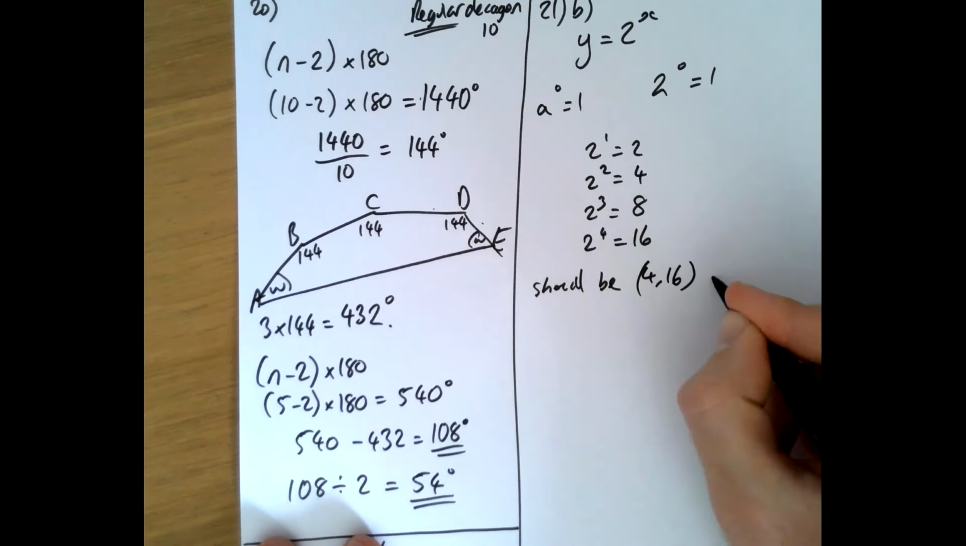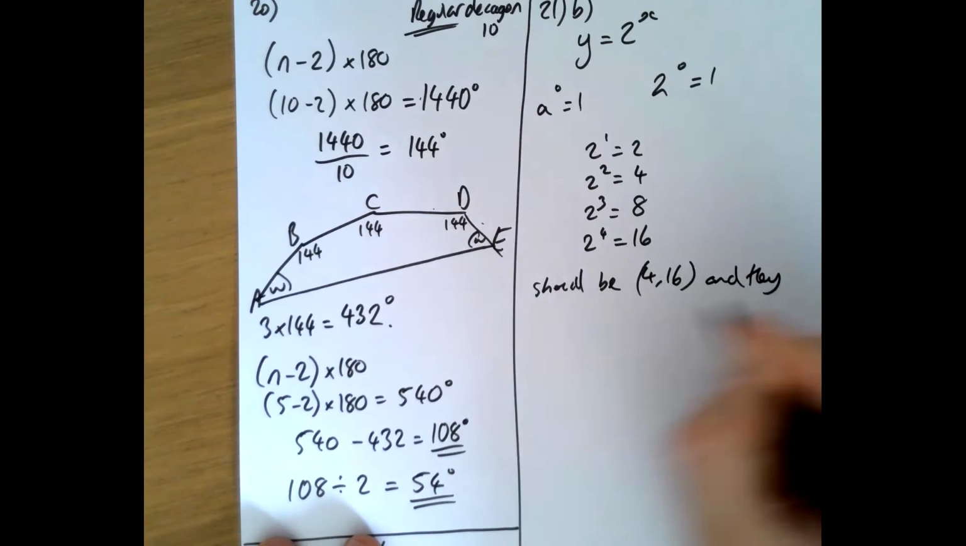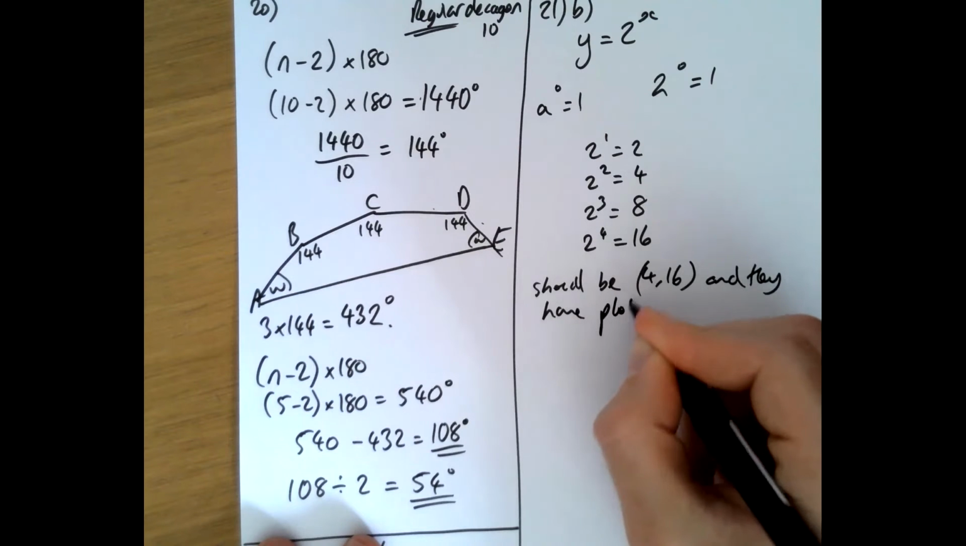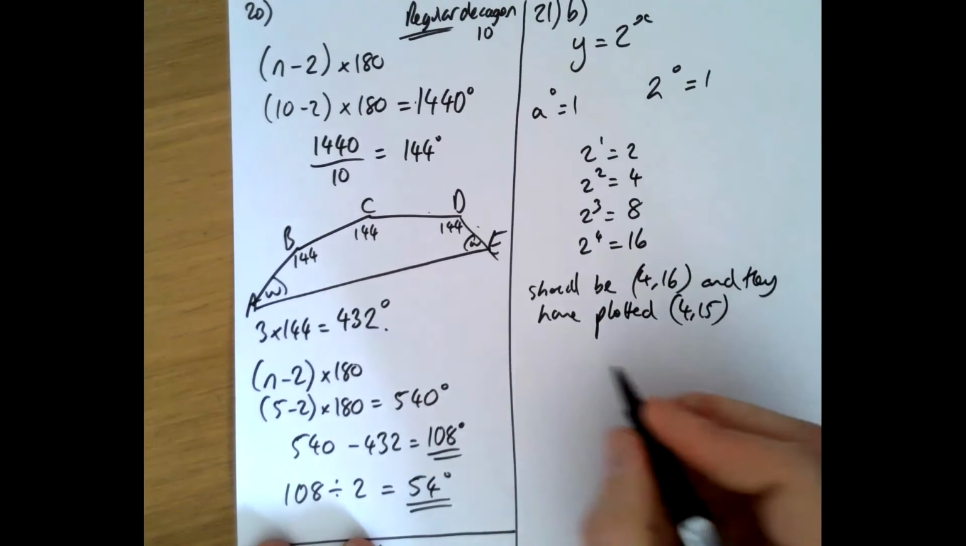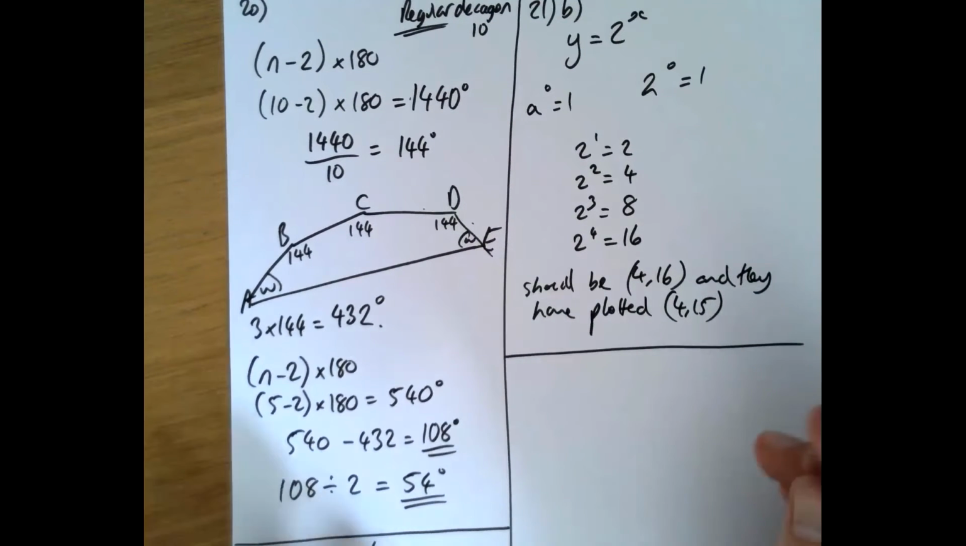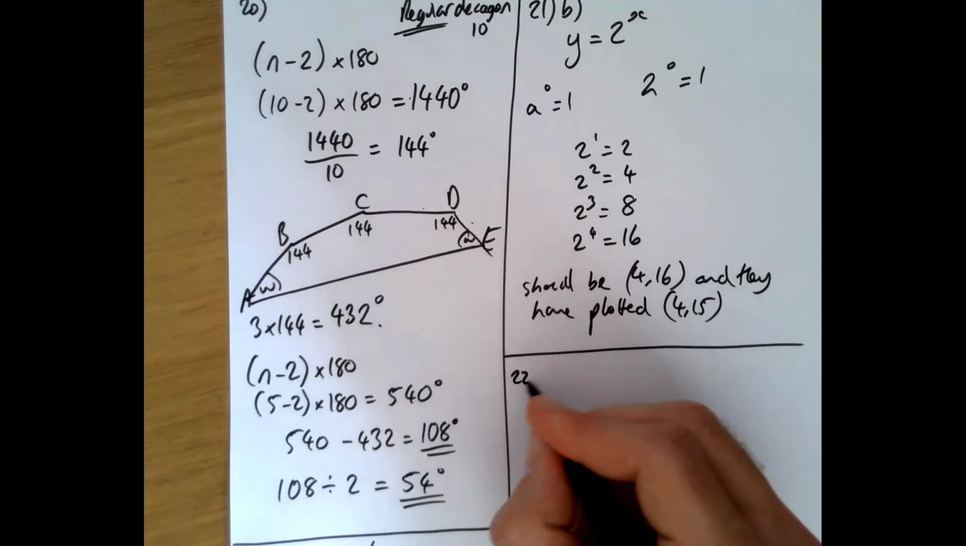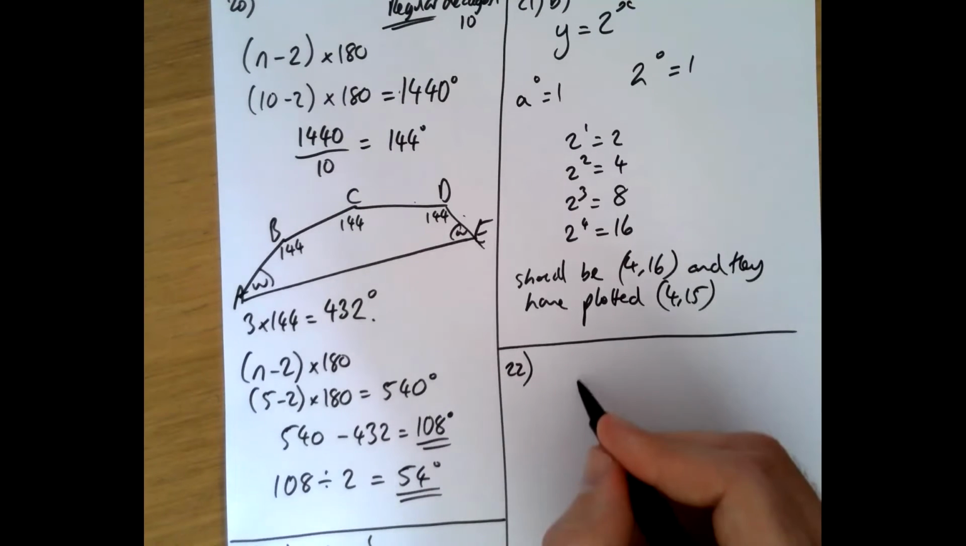And they have plotted 15. Something like that. Okay, so you've just got to check those coordinates. It looks okay, but they've just plotted one of the points incorrectly. Okay, 22, you just need to know what the sine graph looks like and then be able to do some translations with it.